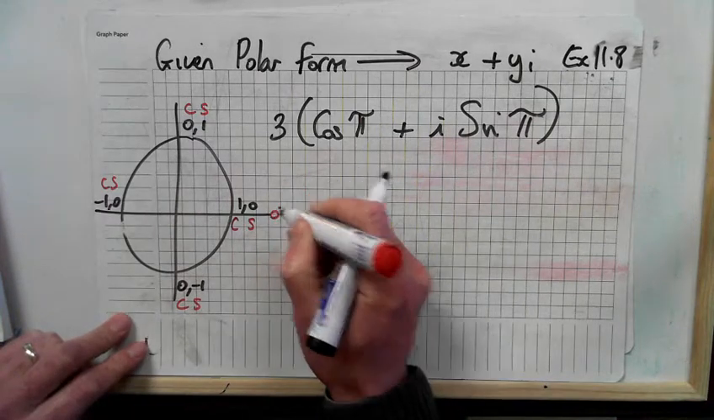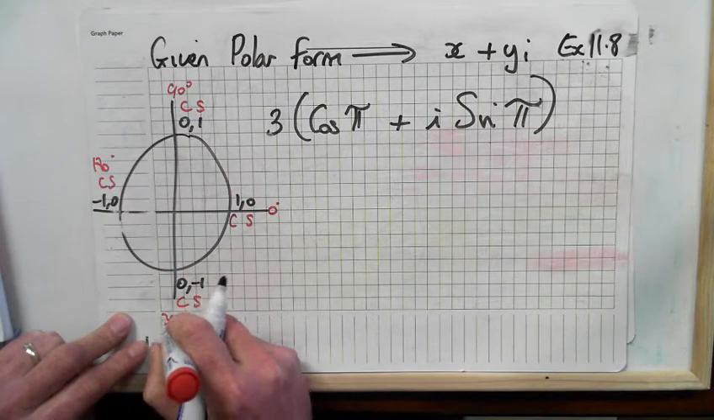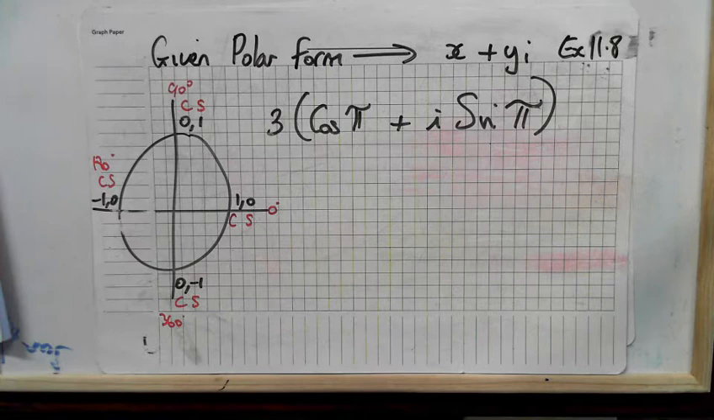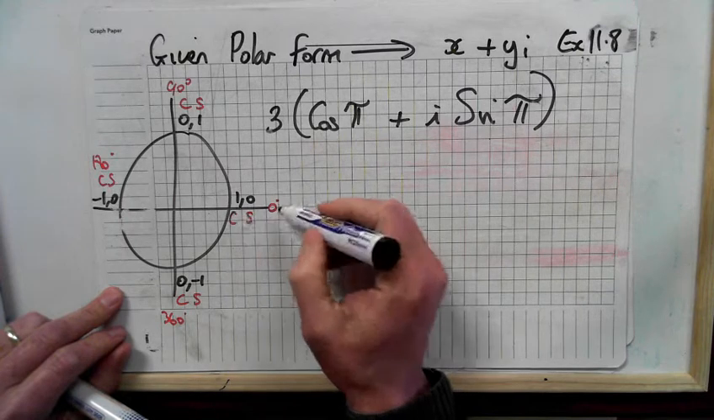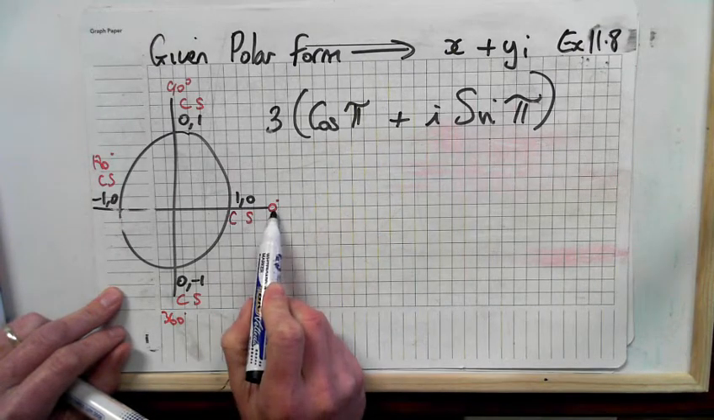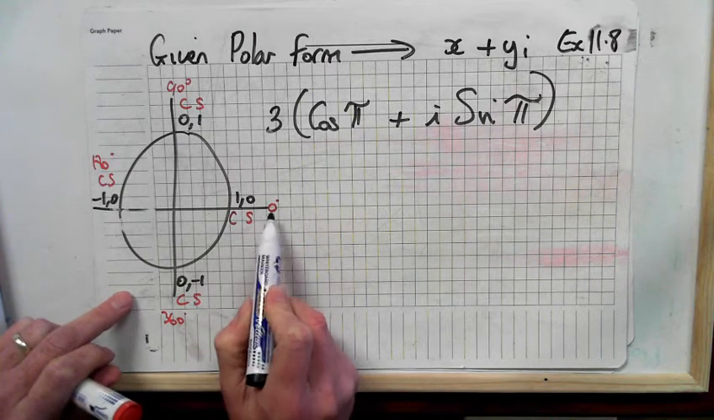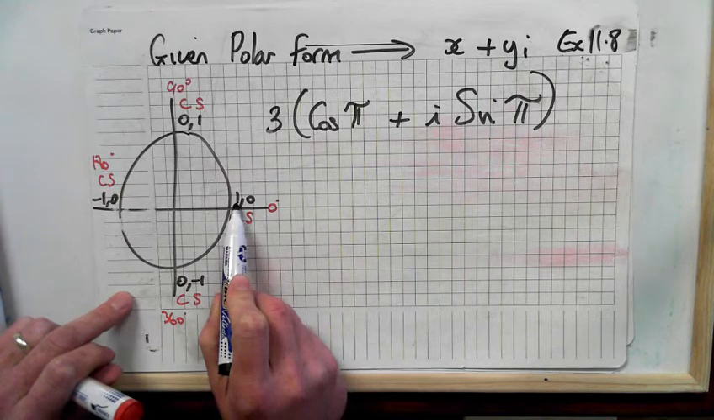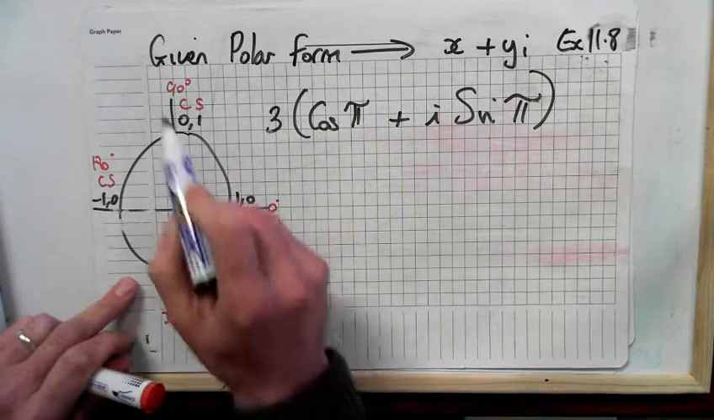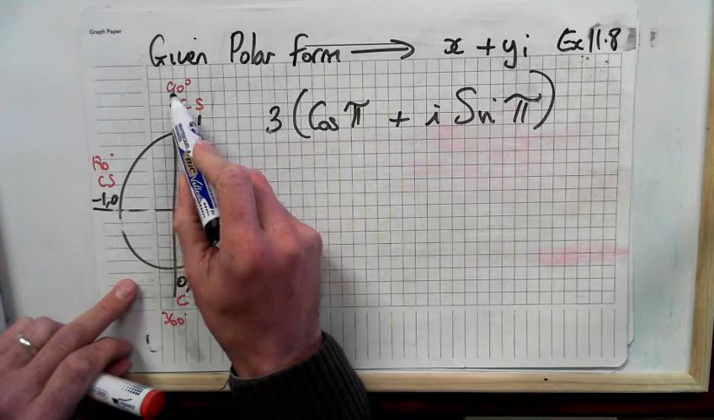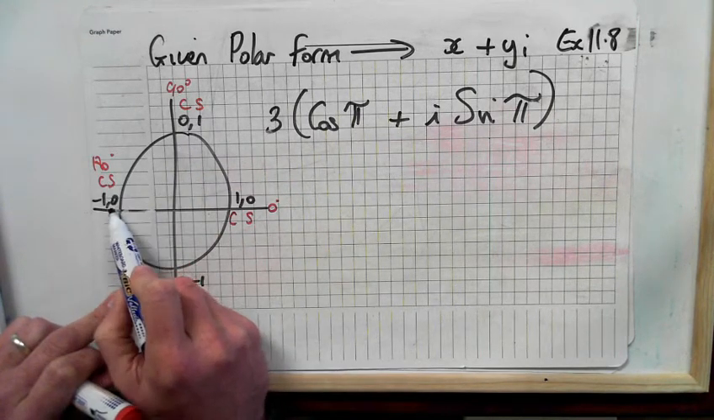This is 0 degrees, 90, 180, 360. You remember that unit circle from junior cert. So we'll go around it. What's the cos of 0 degrees? I'm pointing at it. 1. What's the sine of 0 degrees? 0. What's the cos of 90 degrees? 0. What's the sine of 90? 1. What's the cos of 180? Minus 1.